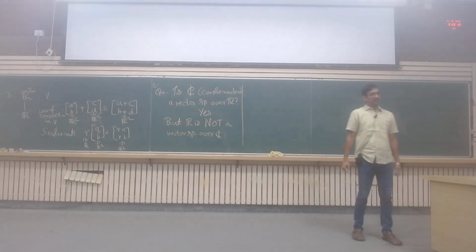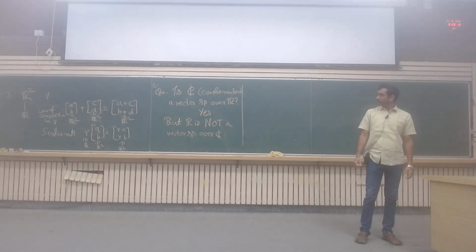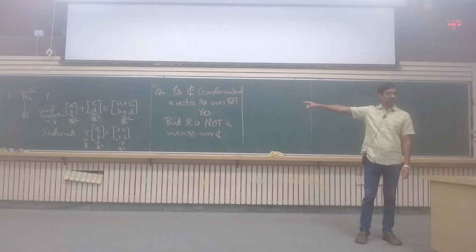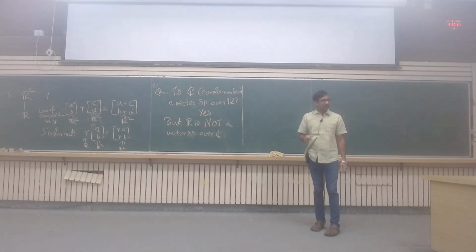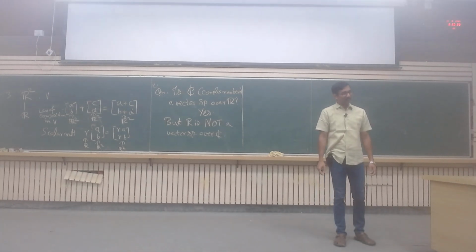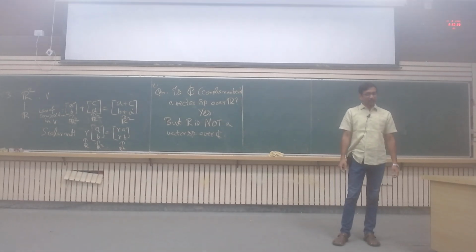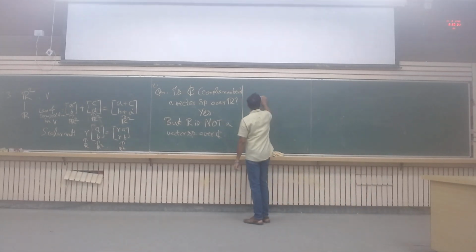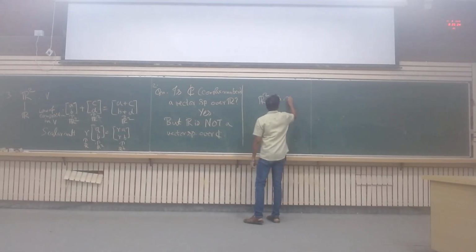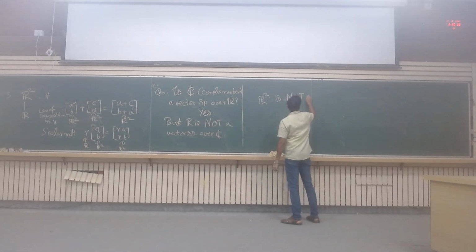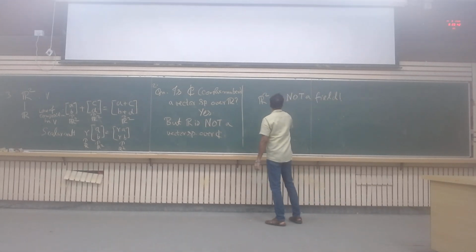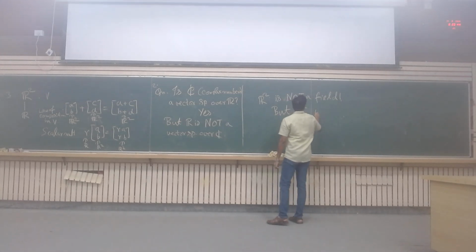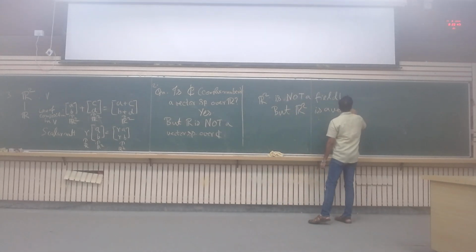In the first class you said that R2 is not a field. R2 is not a field, but we are saying that R2 is a vector space. There is a difference between a field and a vector space. A vector space is an abelian group. Yeah, I understand that, but you showed that it's not a field. We are still saying that R2 is not a field. But R2 is a vector space.